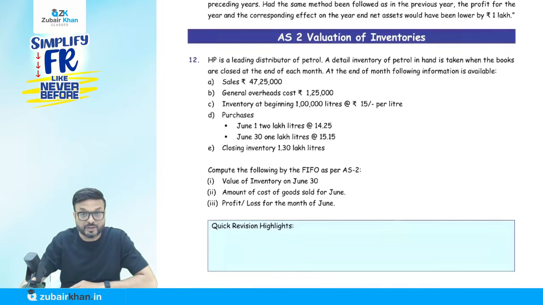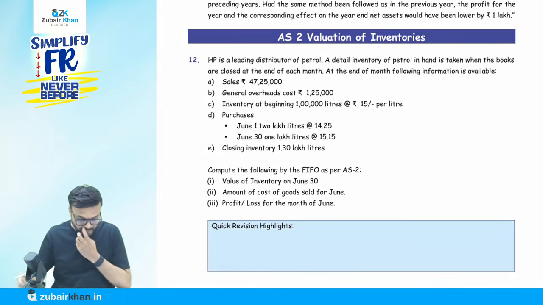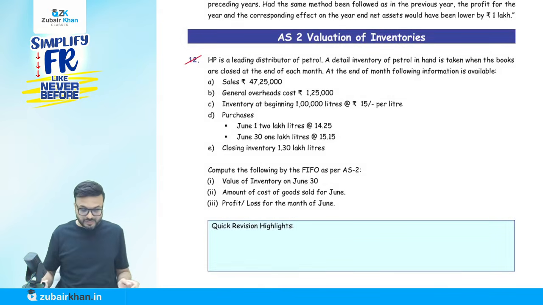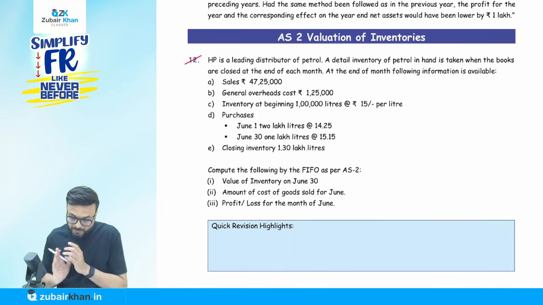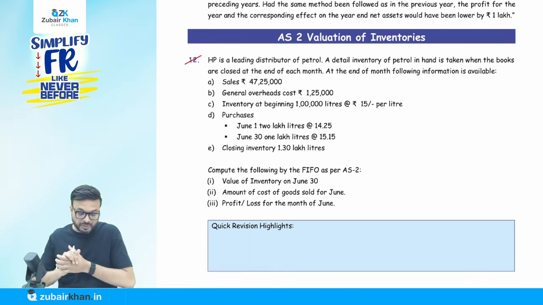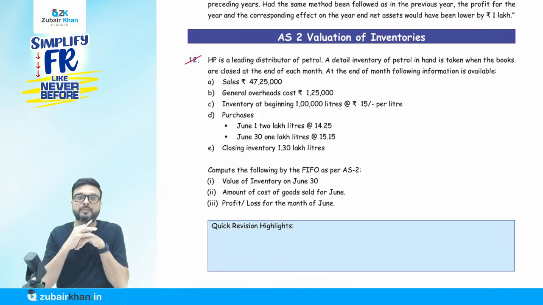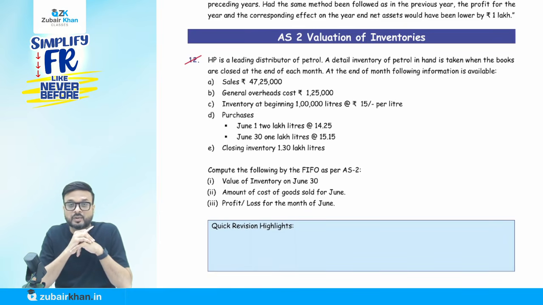Now we will cover the question on what? The question on Accounting Standard 2, question number 12. It says HP is a leading distributor of petrol. A detailed inventory of petrol in hand is taken when the books are closed at the end of each month. At the end of the month, the following information is available. Sales are 47,25,000. General overheads cost 1,25,000.